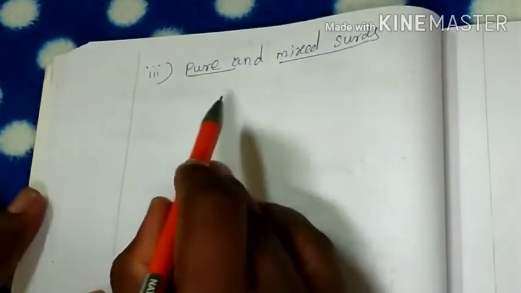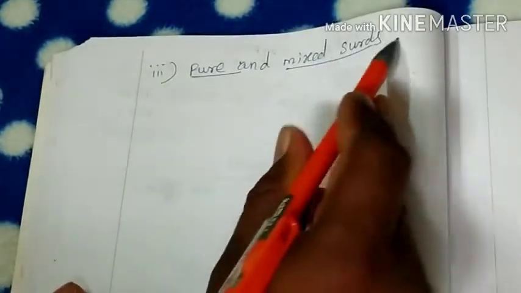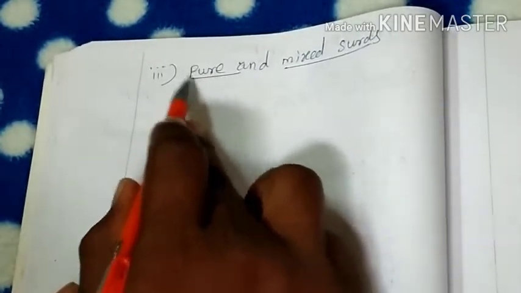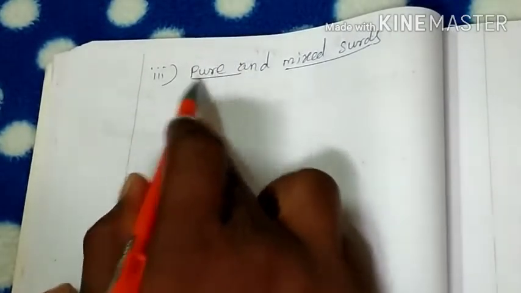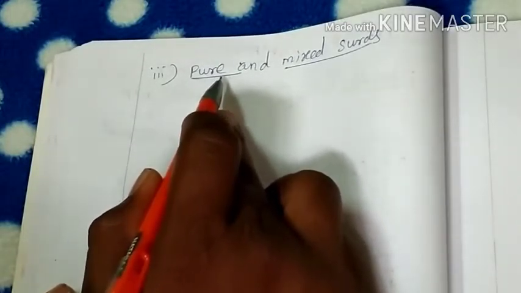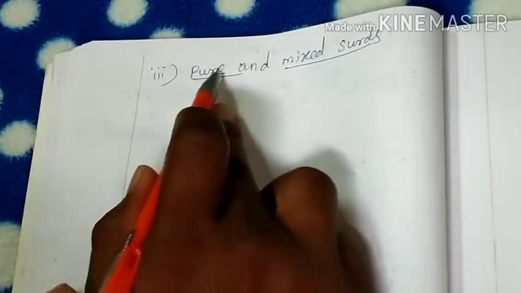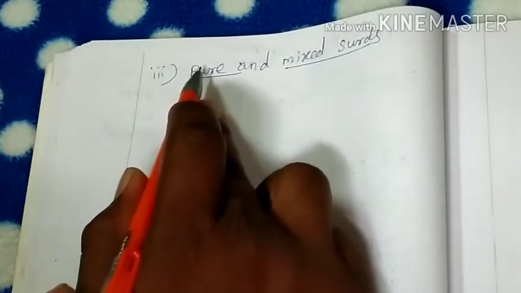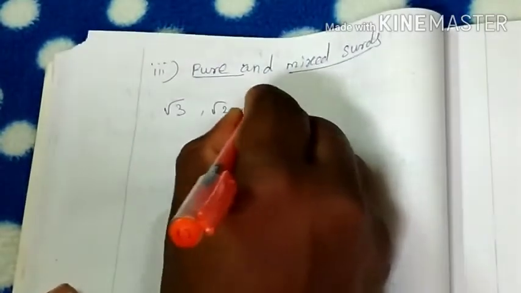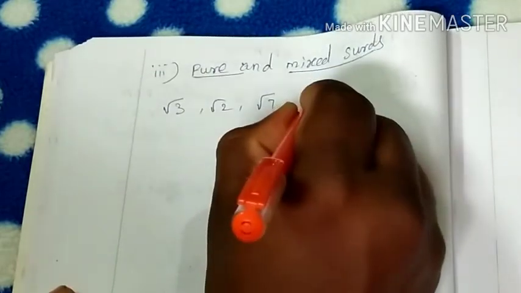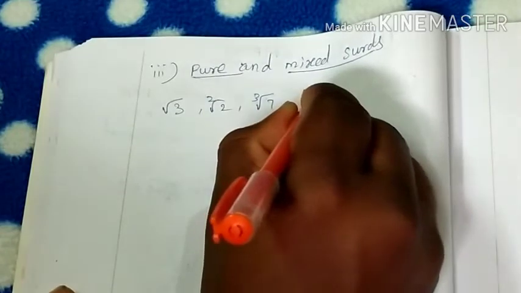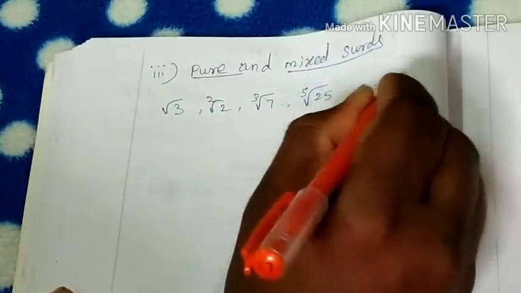Next, the third one, pure and mixed sets. First, we consider pure sets. A set is called a pure set if its coefficient in its simplest form is 1. The examples: root 3, root 2, root 7, cube root, square root, and the fifth root of 25, and so on.